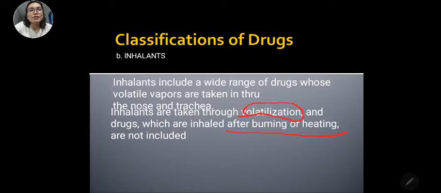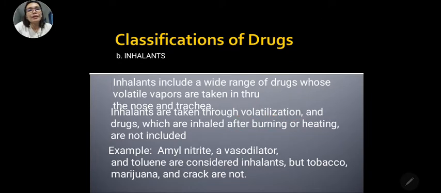Ano-ano yung examples niyan? Ibig sabihin, pag nag-volatilize sila, very volatile yung substances na kapag binuksan mo, maamoy mo siya agad. Examples are this, amyl nitrate, vasodilator siya, toluene, which are considered inhalants. Pero, ito sabi ko nga, tobacco, marijuana, and crack are not. Kasi sila yung mga binu-burn before sila inhale.